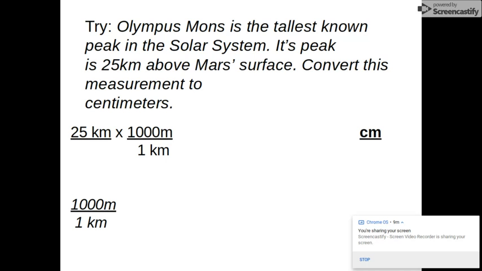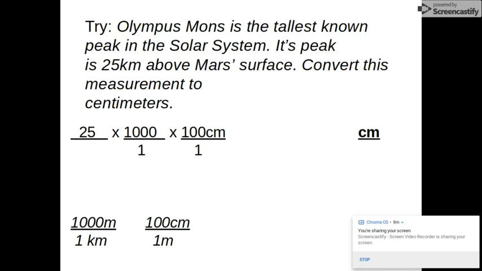This is okay. This is just going to be a multi-step problem. We're going to have multiple planks in our bridge. Okay, so we're going to use 1,000 meters for every 1 kilometer, and we're going to put that into the fraction just like we did in the previous question. Okay, now we're going to cancel out the kilometers there in the top and the bottom, and that leaves us with meters.